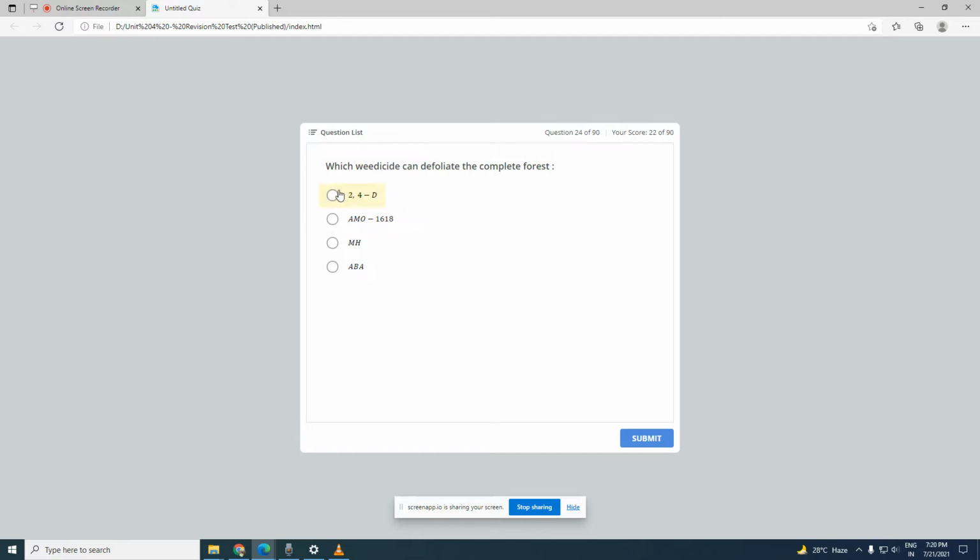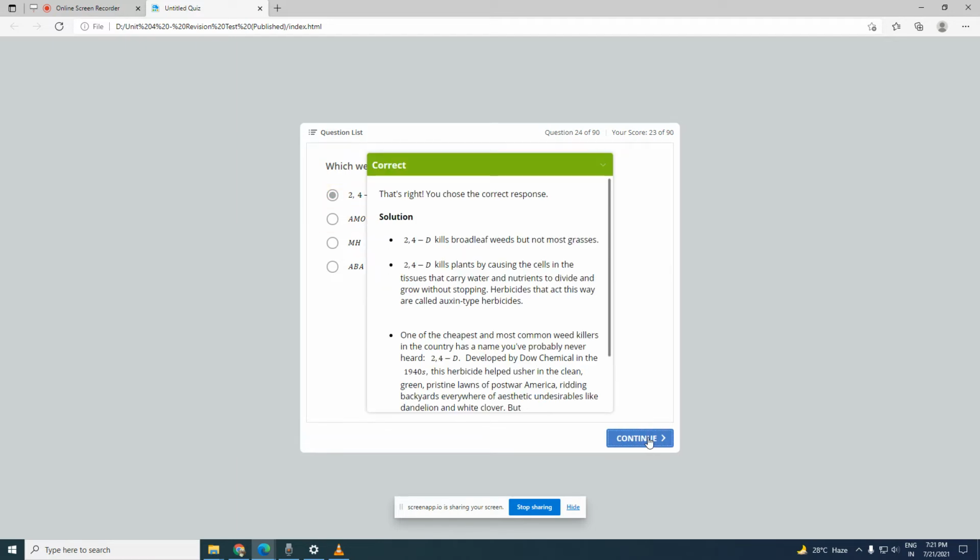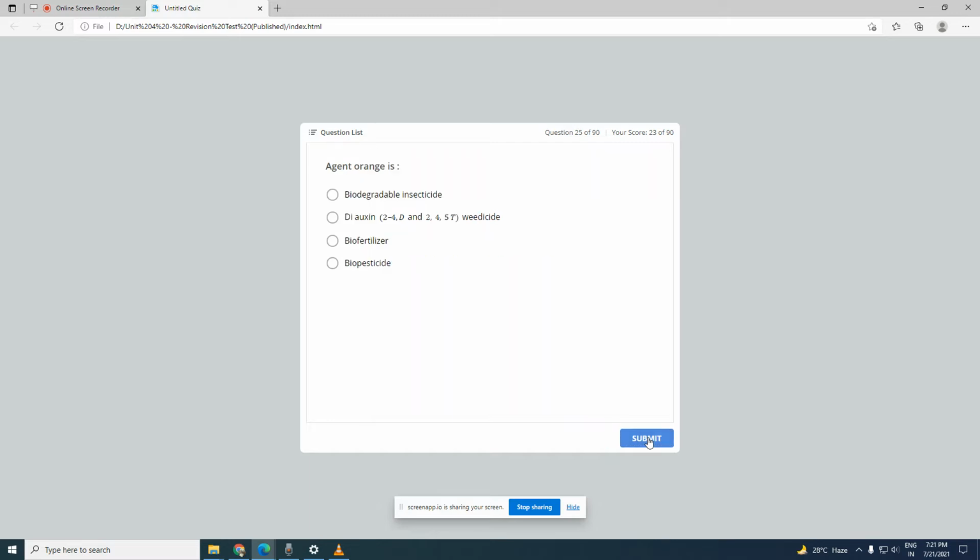The right answer is the 2,4-D. Next question. Agent Orange is biodegradable insecticide, dioxin, we decide, biofertilizer, biopesticide. Which is the right answer?